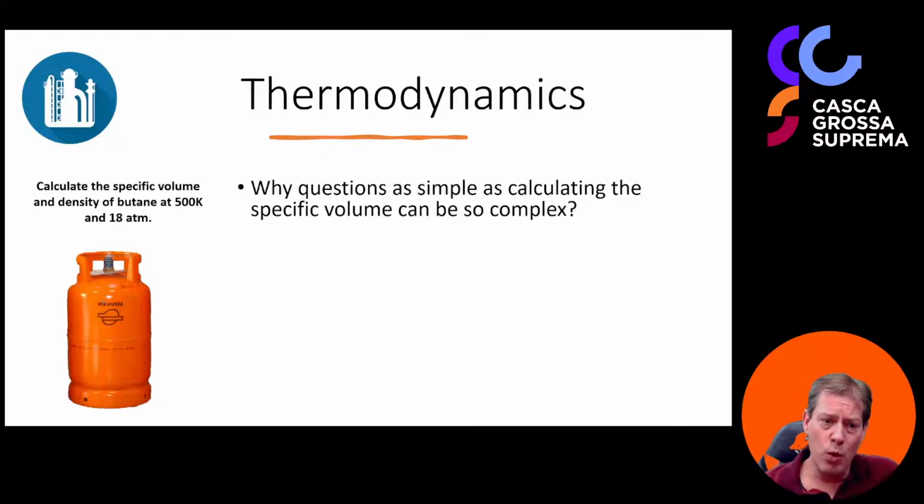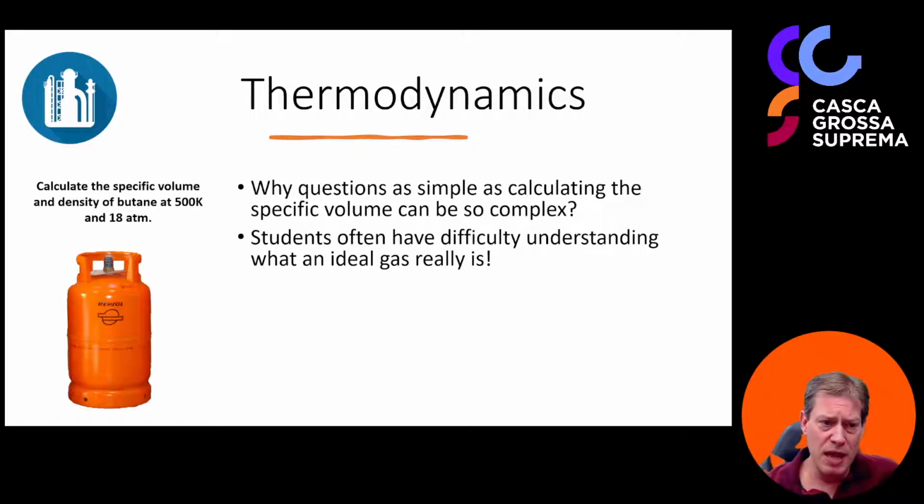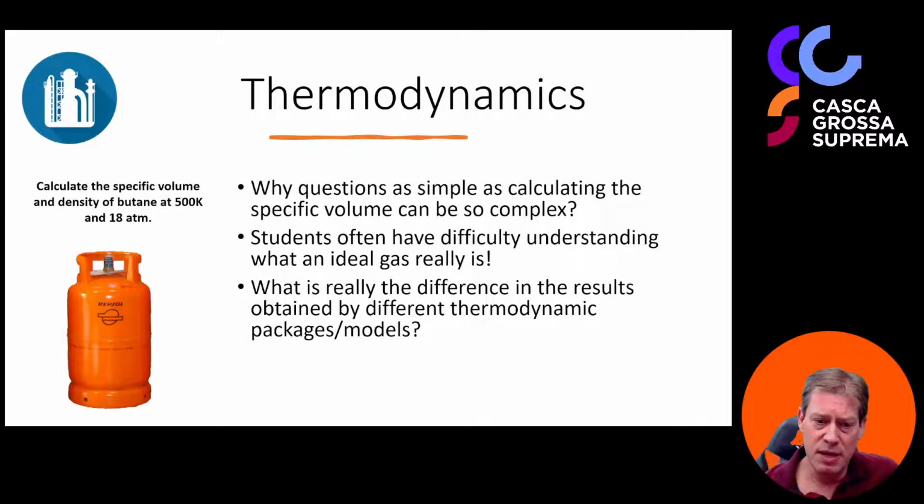One of my questions is why, for the students, answering some questions as simple as calculating a specific volume can be so complex. So in the beginning of the thermodynamics course, the students also have a lot of difficulty understanding what really is an ideal gas. So what is the real difference in the results if we use different thermodynamic package models?